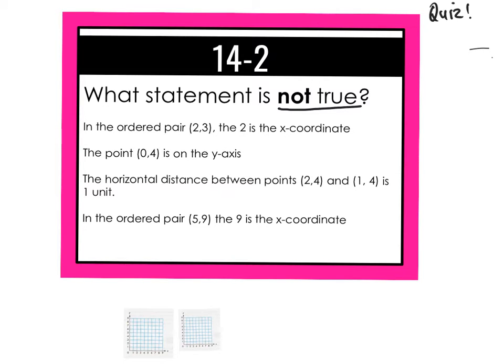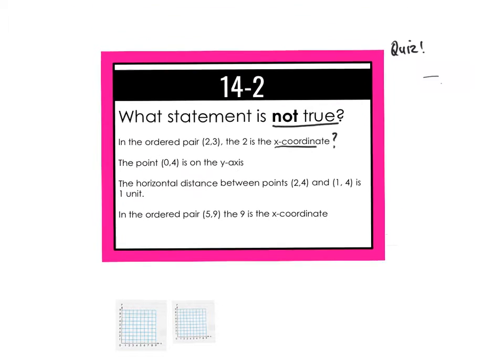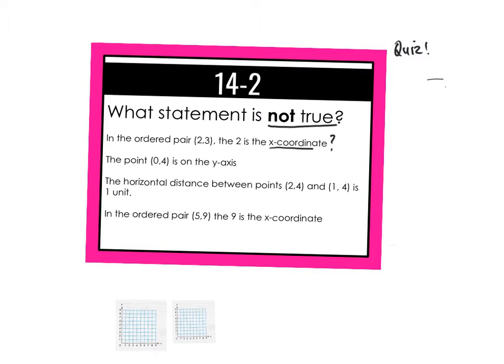So on this first one, it says the ordered pair 2, 3, the 2 is the x coordinate. Okay, so is that true or not true? Well, by now, hopefully it was very fast for you and you were able to say, yeah, that was definitely true, right? Yes, it is the x coordinate. All right, let's move on to this next one.